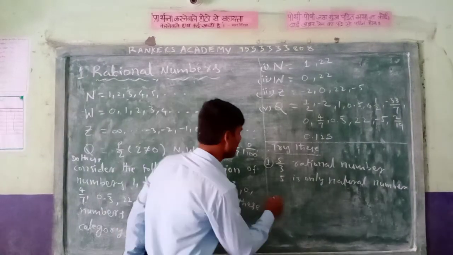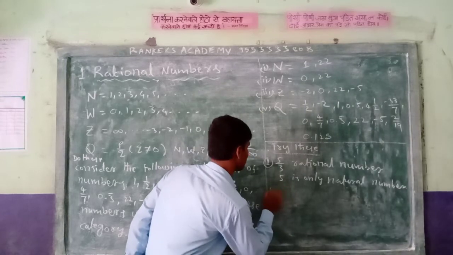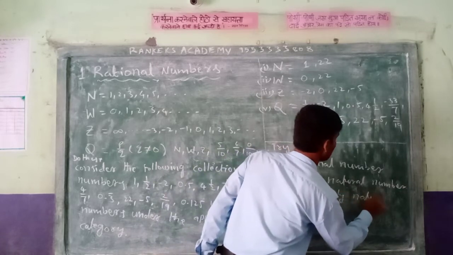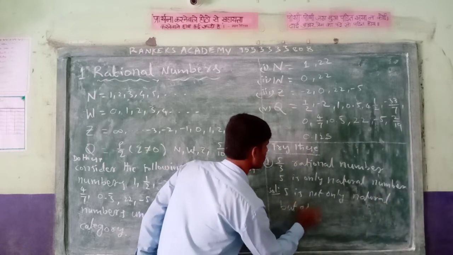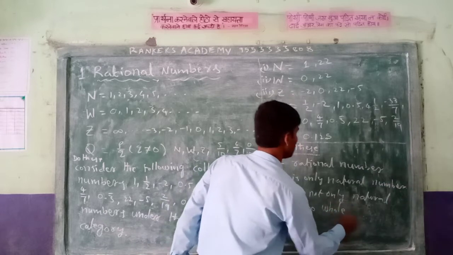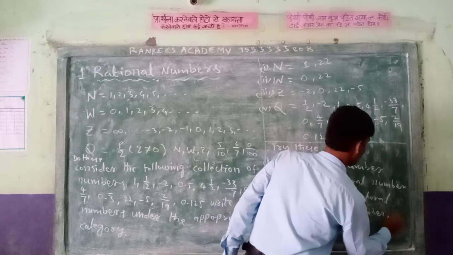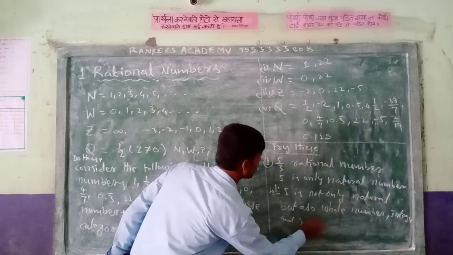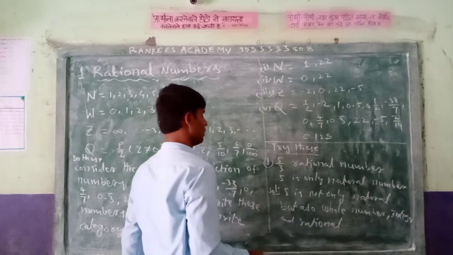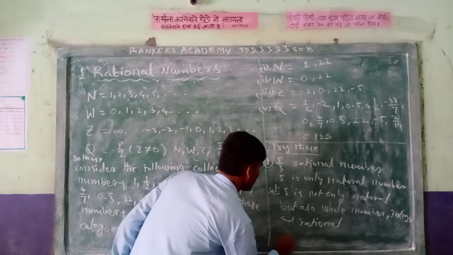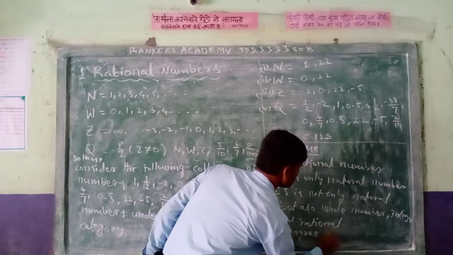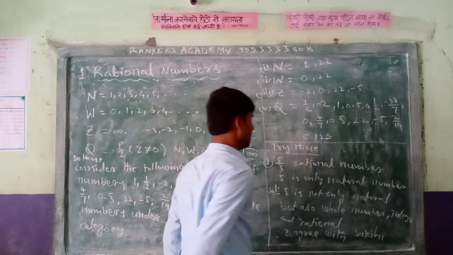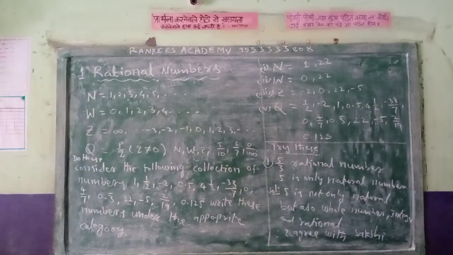So you have to write here the reason also. 5 is not only natural but also whole number, integer and rational also. So yes, Hamid is wrong. I agree with Sakshi. Time to give the solution. Okay, and next, what you will see once.